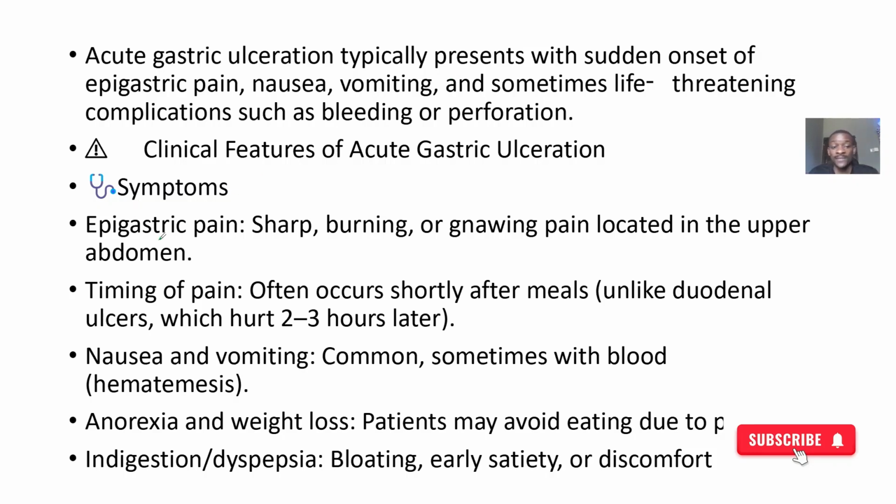So symptoms: epigastric pain is sharp, burning, a gnawing pain, like something is drawing you inside, located in the upper abdomen. The timing of pain is often shortly after meals, so after you have eaten. All right, there's nausea and vomiting, there's weight loss, and you don't want to eat. So as a result of that, you are losing weight. All right, because when you eat, there's pain. So why should I eat?